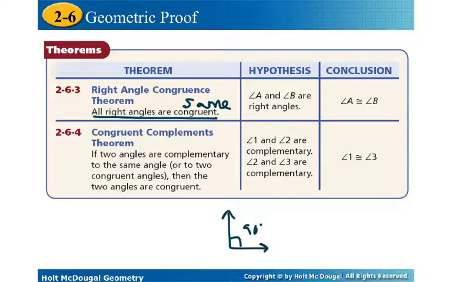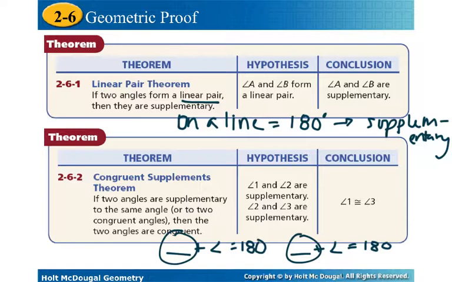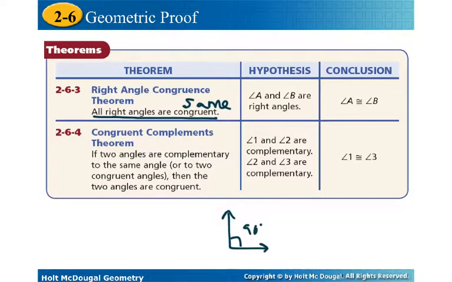The next one is congruent complements theorem. So just as congruent supplements theorem, congruent complements theorem says, hey, you've got two angles, they add to 90, another two angles add to 90. Those pieces are going to end up somehow being linked, and in this case, congruent.